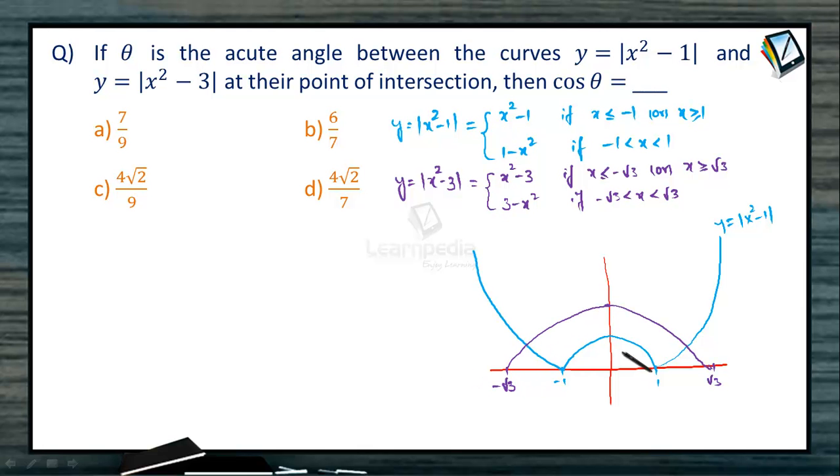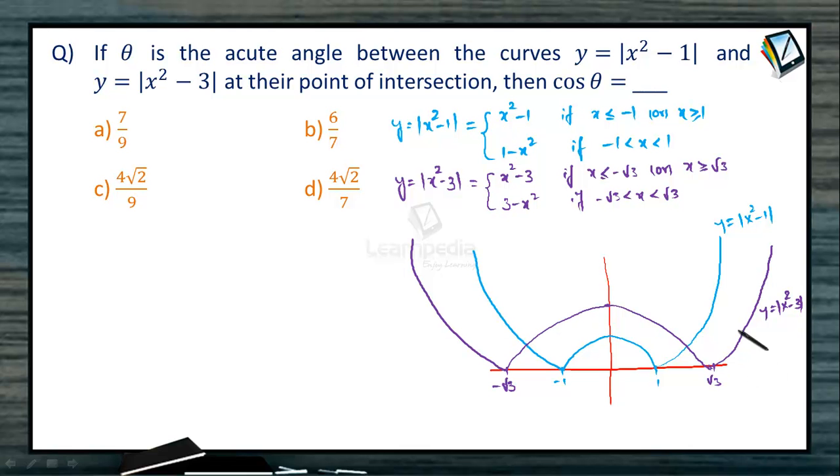And below minus root 3 and above plus root 3, the graph is y equal to x squared minus 3, which is a parabola open upwards, and on the left side of minus root 3 also it's a parabola open upwards. So this is the graph of y equal to mod of x squared minus 3.